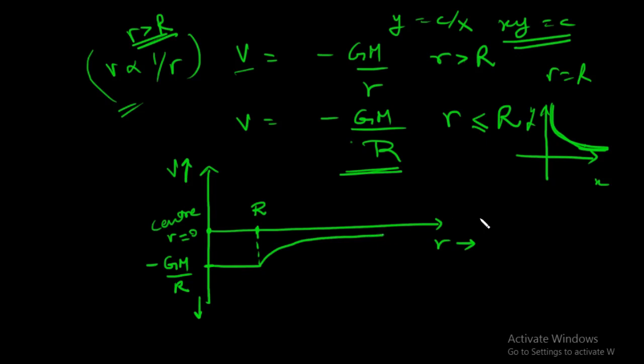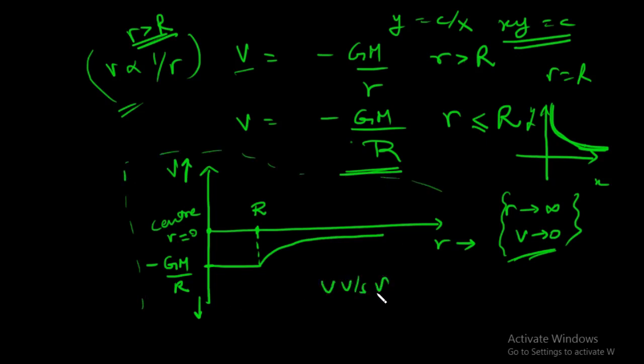Alright, this is the graph. So when R reaches infinity, V reaches 0. Obviously, this is also true because I took the reference point of potential as 0 when R is infinite. You can see the graph over here. This is the graph of V versus R.